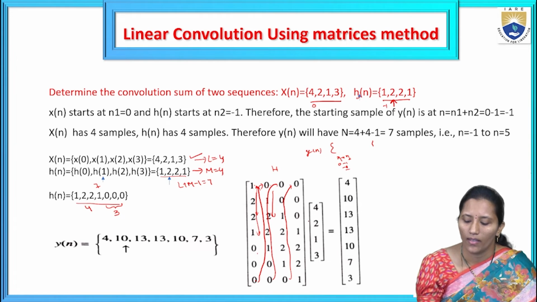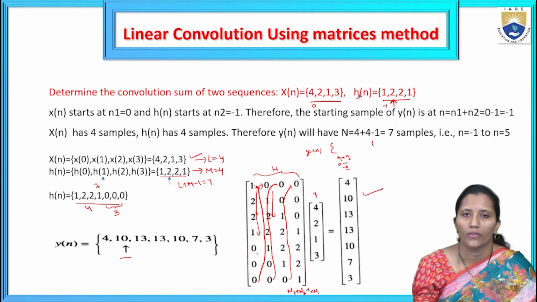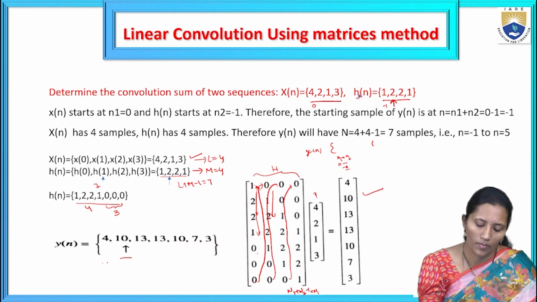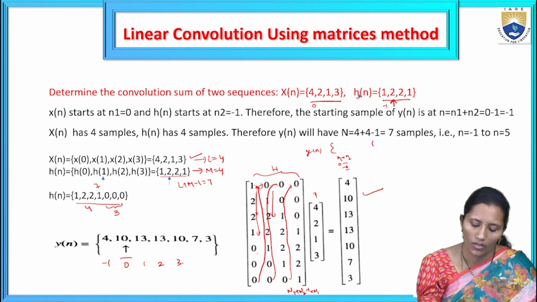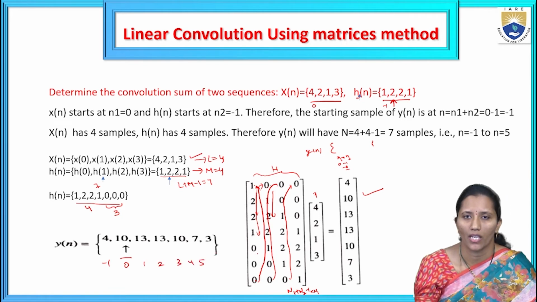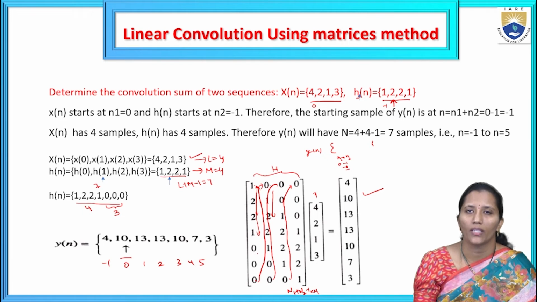So this matrix will be represented with the order n1 plus n2 minus 1 into n1. This will equal the length of your x of n, times we have to repeat this, and represent the x values 4 to 1 in the column. Multiplying these corresponding matrices, we will get the y of n value. Write down the starting indexes of y of n: 0, 1, 2, 3, 4, 5. In total L plus m minus 1, 7 samples we are getting. This is the method to find the linear convolution using the matrix method.